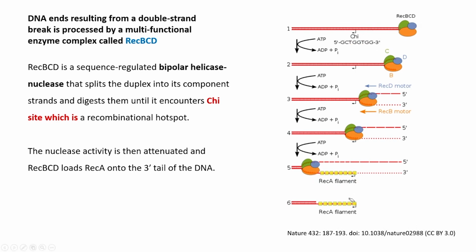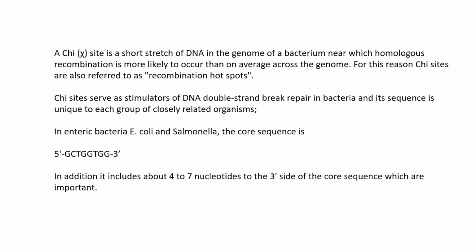One thing we have to remember is that this RecBCD has two functions. One is it opens the DNA with its helicase activity. The next is its nuclease activity. The chi site is a short stretch of DNA in the genome of a bacterium near which homologous recombination is more likely to occur than on average across the genome. For this reason, chi sites are also referred to as recombination hotspots.